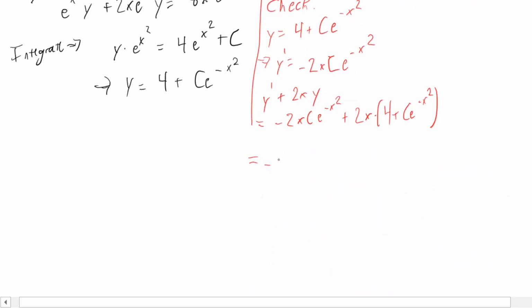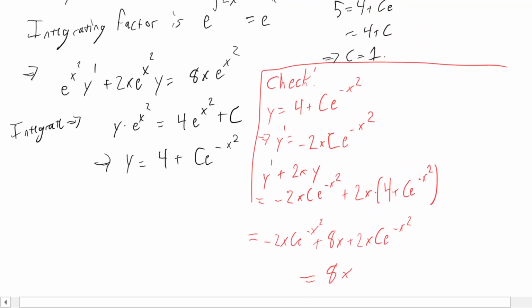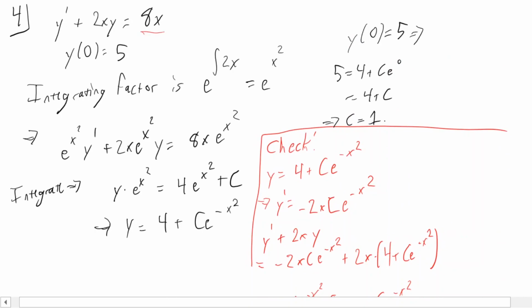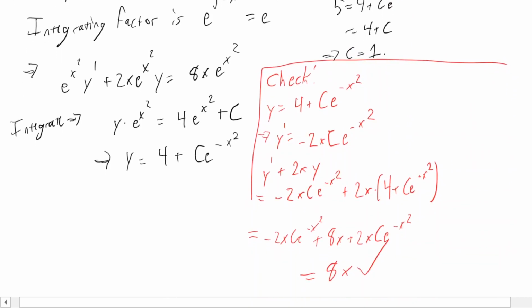And then you just work out the algebra a little bit and you'll see the first and third terms will cancel and you're left with just 8x. And this is exactly what the differential equation says. So on the right side we have 8x, and so it checks out, and this is a solution. One thing to be careful of is your differential equation might not be in this right form, so you might have to do a little bit of manipulations before you try to find your integrating factor.